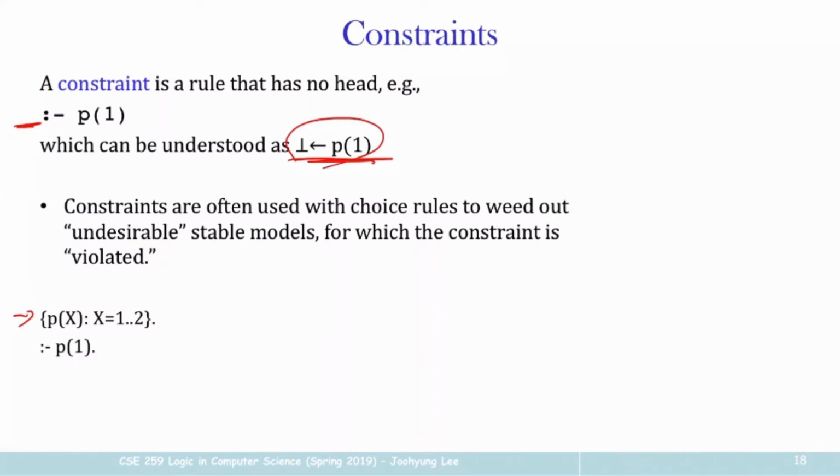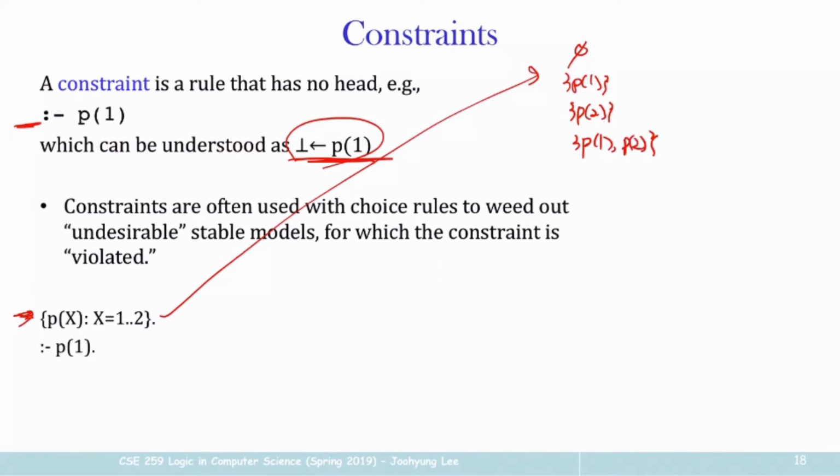If you look at the first rule only, that's what we said before, right? All the possible subsets of P of 1, P of 2 is a stable model of this. So let me actually write here. If you look at only this one, the stable models will be the empty set, P of 1, P of 2, and P of 1, 2.